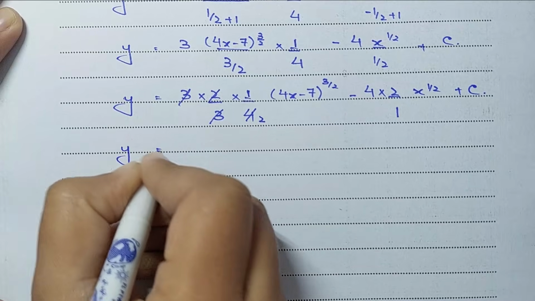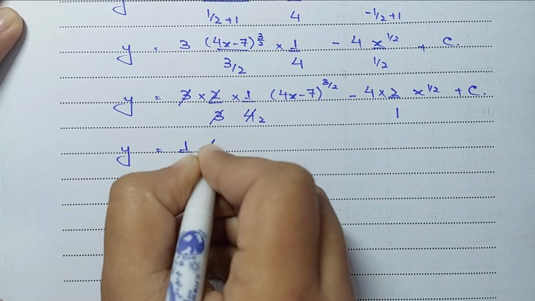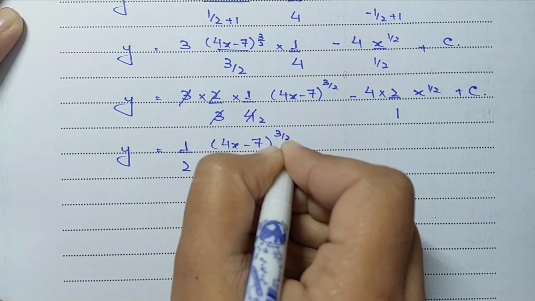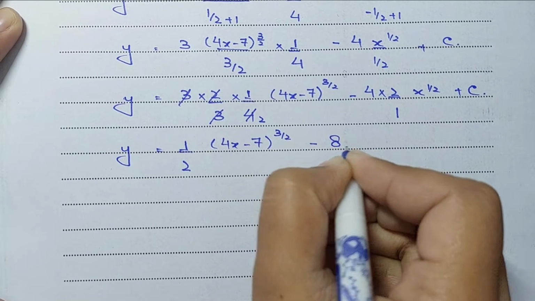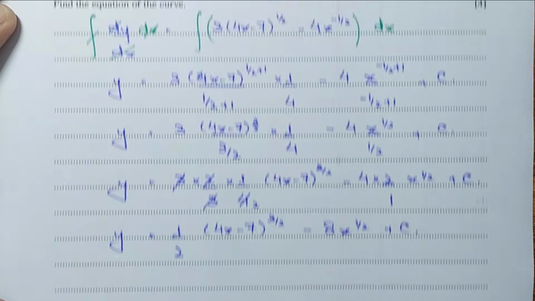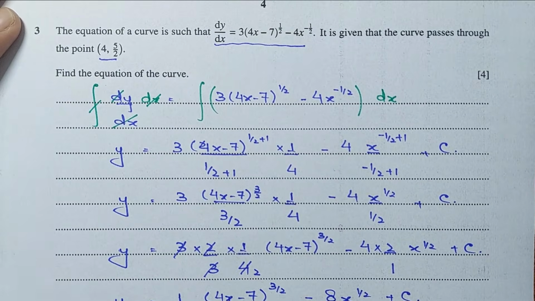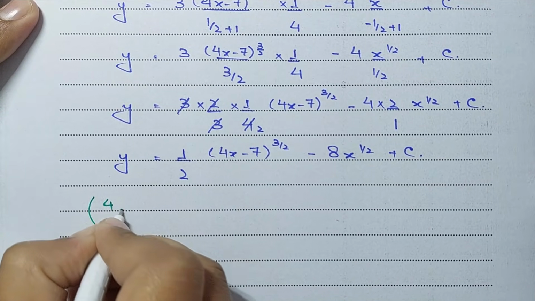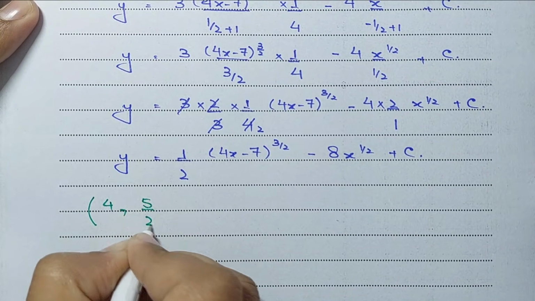So y is 1/2 (4x minus 7) to the power 3/2, minus 2 times 4 is 8, x to the power 1/2, plus c. Now we have to put in this point because the curve passes through it. If the curve passes through this point, it means the point lies on the curve. If the point lies on the curve, it must satisfy the curve equation. So when the x value is 4 and the y value is 5/2.